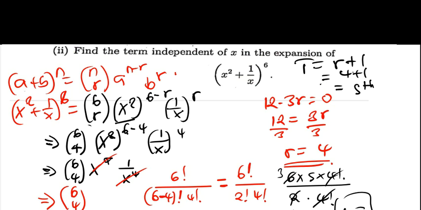So I hope and believe that you have gotten something there. Nothing is complicated, guys. So it is the fifth term that is independent of x, which is 15. So that is it for this question.